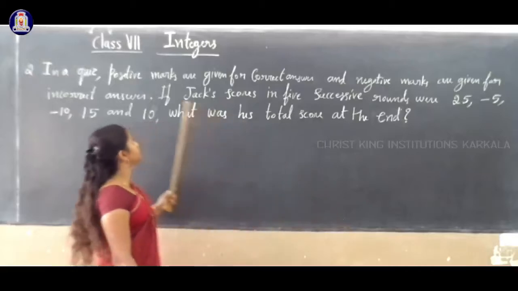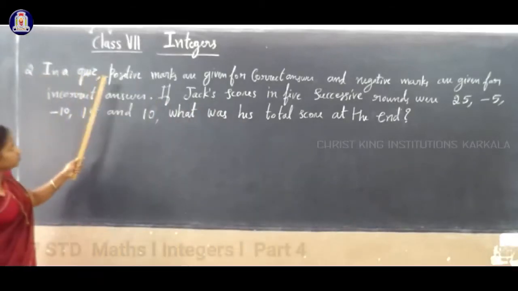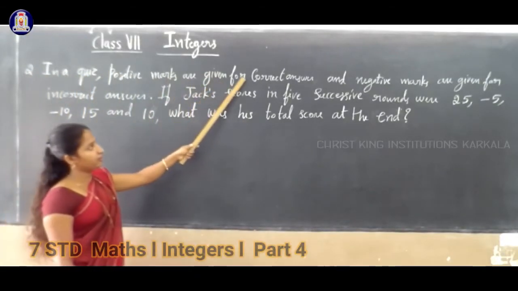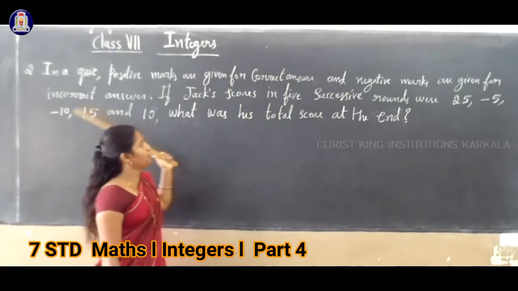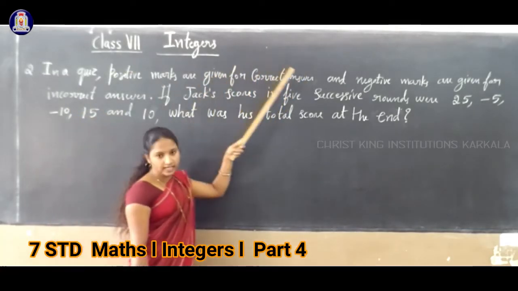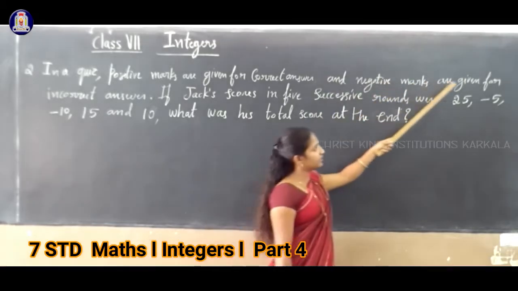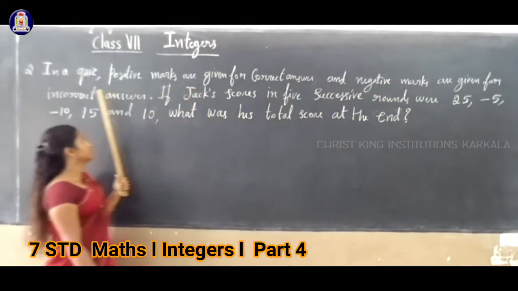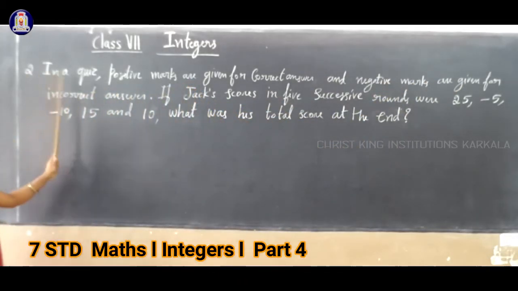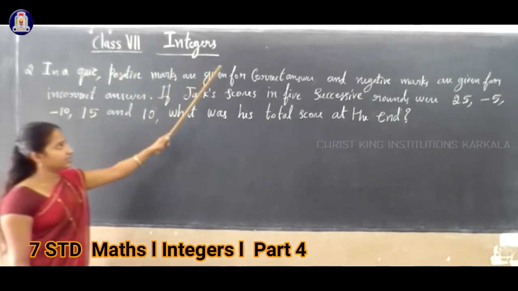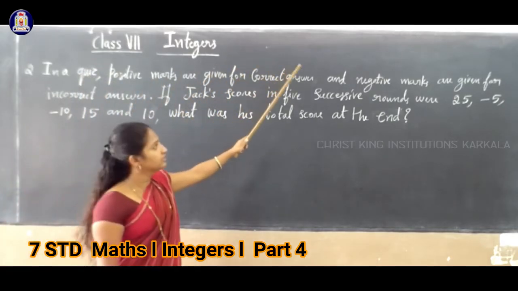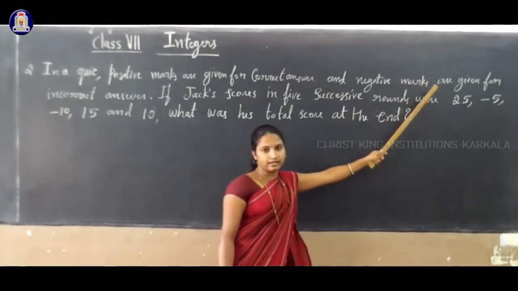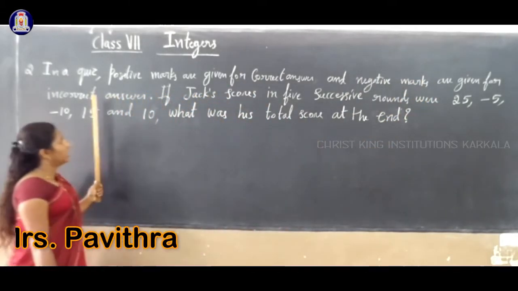The question is here. In a quiz, positive marks are given for correct answer and negative marks are given for incorrect answer, means wrong answer. Clear? In a quiz, positive marks are given for correct answer and negative marks are given for incorrect answer.